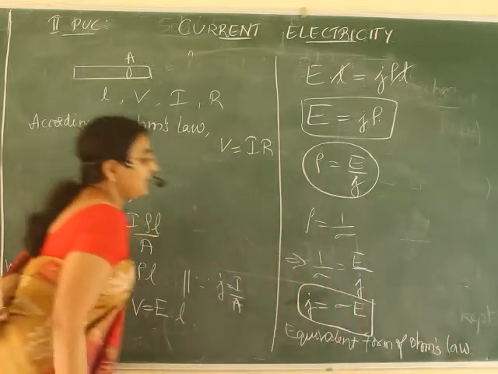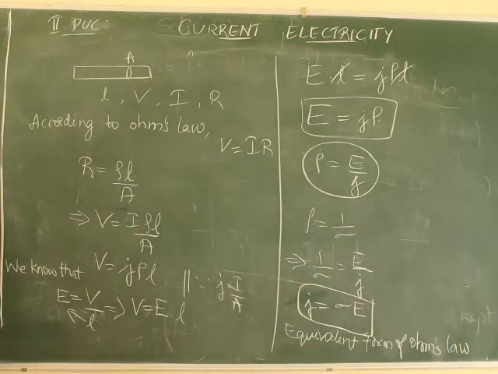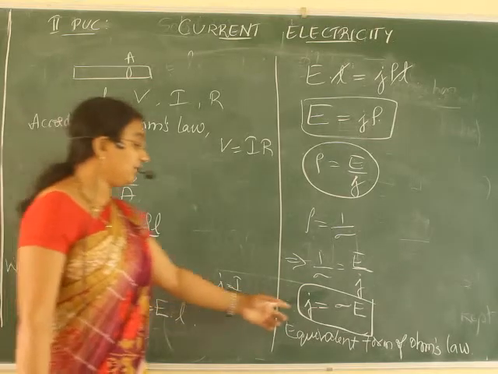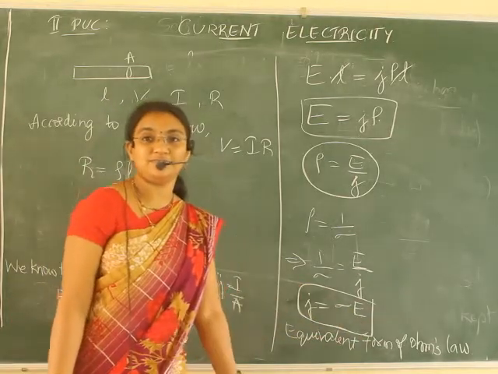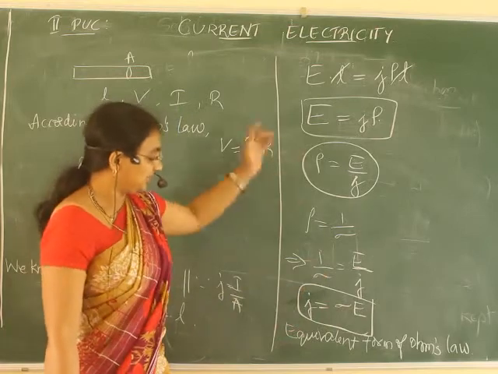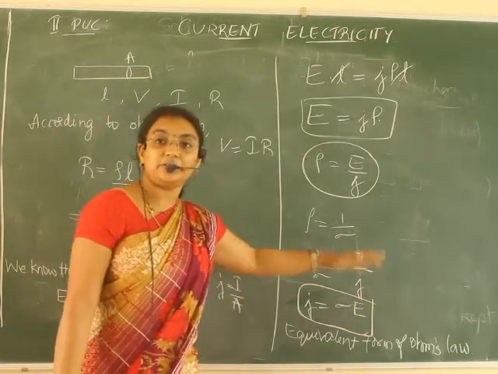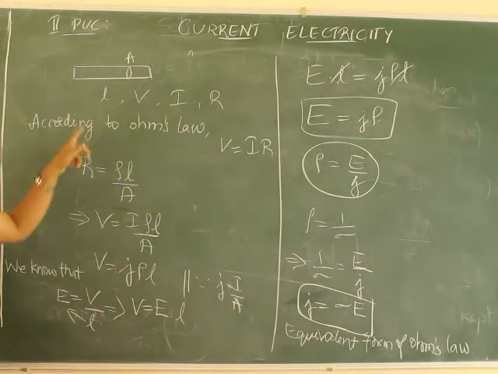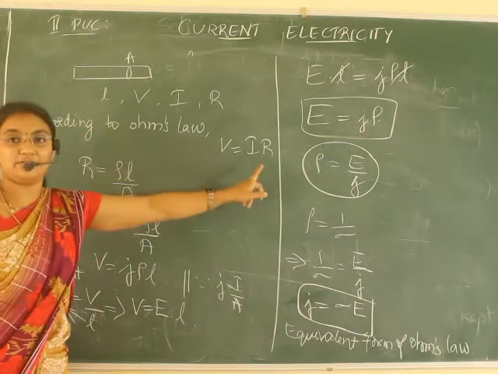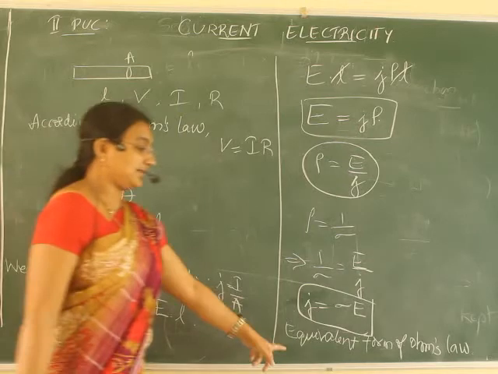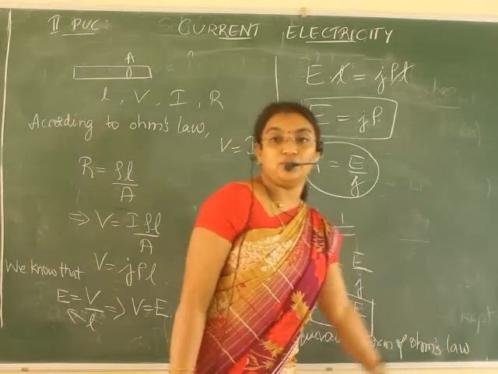How is it equivalent form? Can you help me? Shall I give it as homework? You have to say how it is equivalent to Ohm's law. Substitute. J is nothing but I by A. Sigma, E, everything you substitute, and you will get back to the Ohm's law formula. So it is nothing but equivalent of Ohm's law.